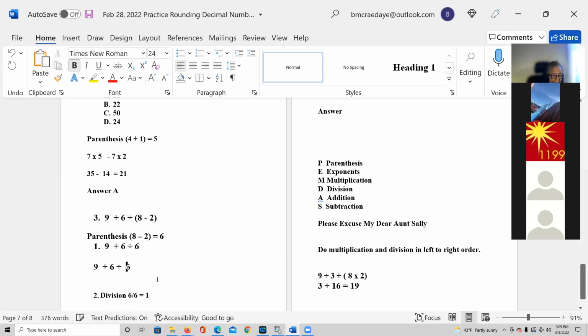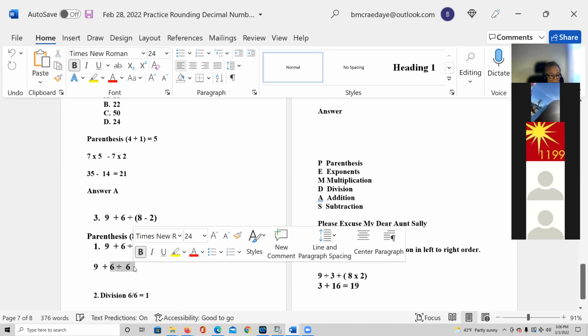Yes. 9 plus 6 divided by 6. Now, according to PEMDAS, Mercedes, what do you do first? According to PEMDAS, I would have to do division. Right, you have to do division first. That's right. So 6 divided by 6 is 1.